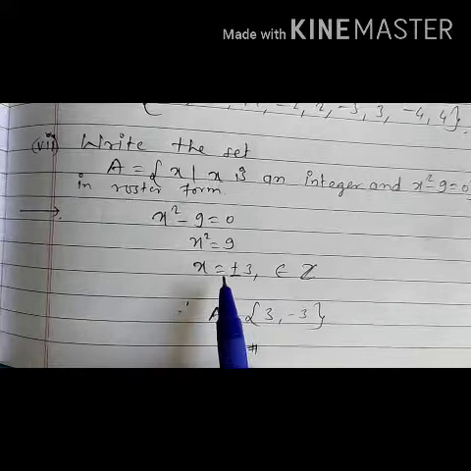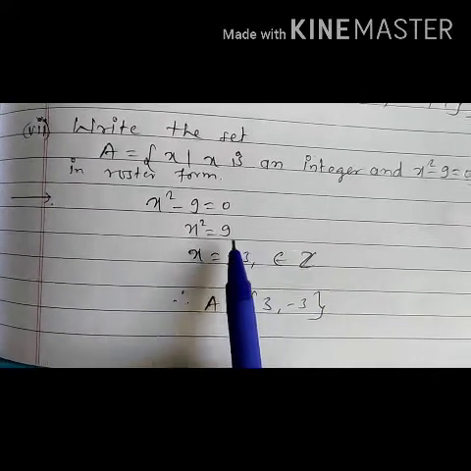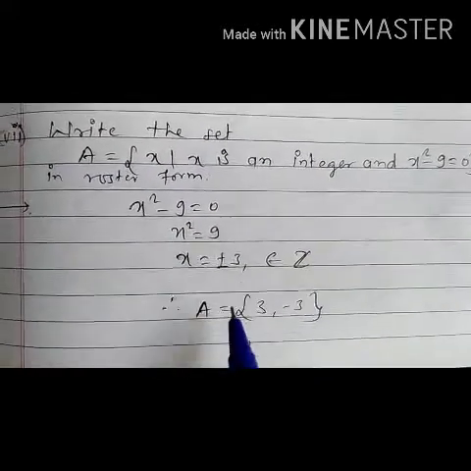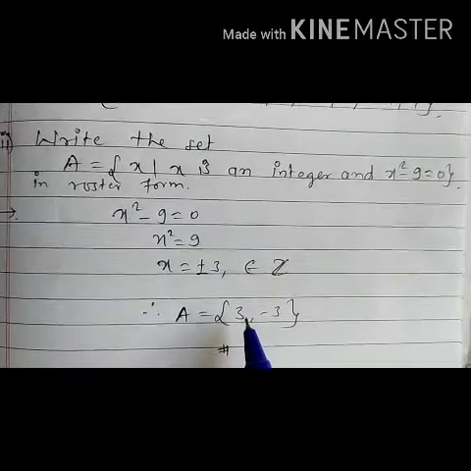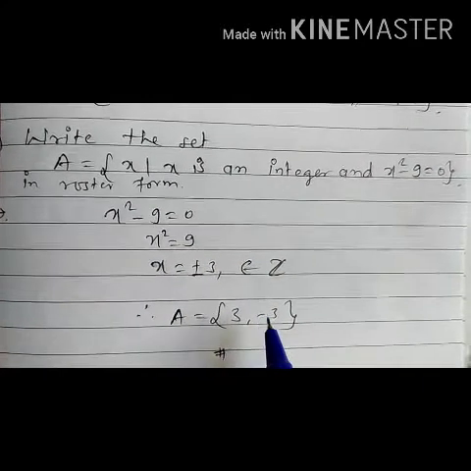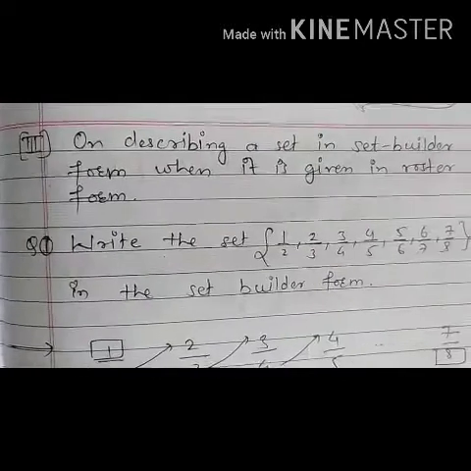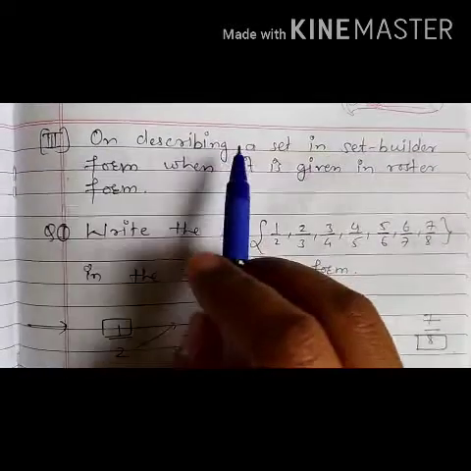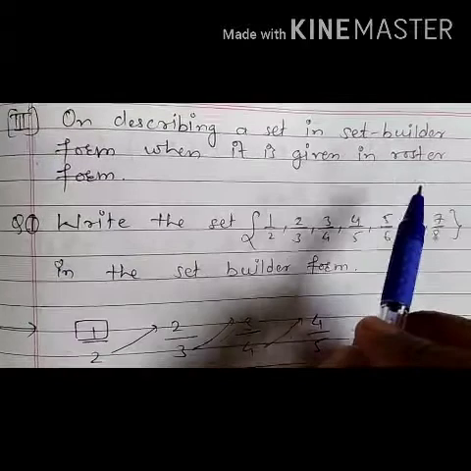Now for x equals plus minus 3, we are getting its square as 9, and both 3 and minus 3 belong to the set of integers. So the set A in the tabular form will have 3 and minus 3 as its elements. Understood? Now we'll see the third type, in which are examples on describing a set in set builder form when it is given in roster form.